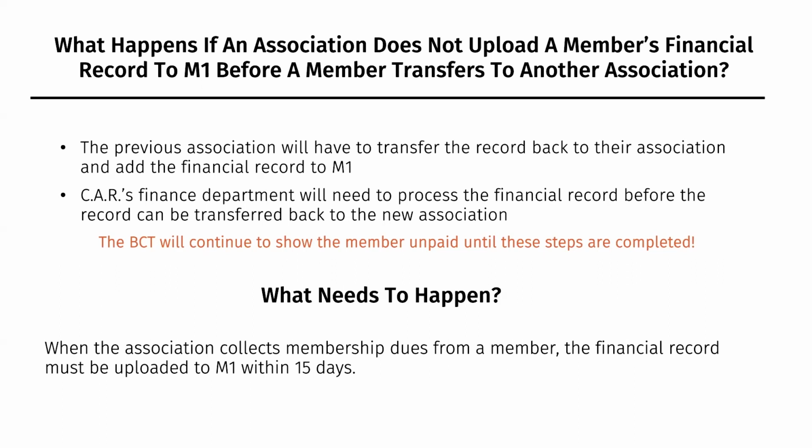The next step is C.A.R.'s finance department will need to process the financial record before the record can be transferred back to the new association. The BCT will continue to show the member unpaid until these steps are completed. So what needs to happen? When the association collects membership dues from a member, the financial record must be uploaded to M1 within 15 days or less. This will help resolve this issue and the processes that the associations will have to go through to resolve it.